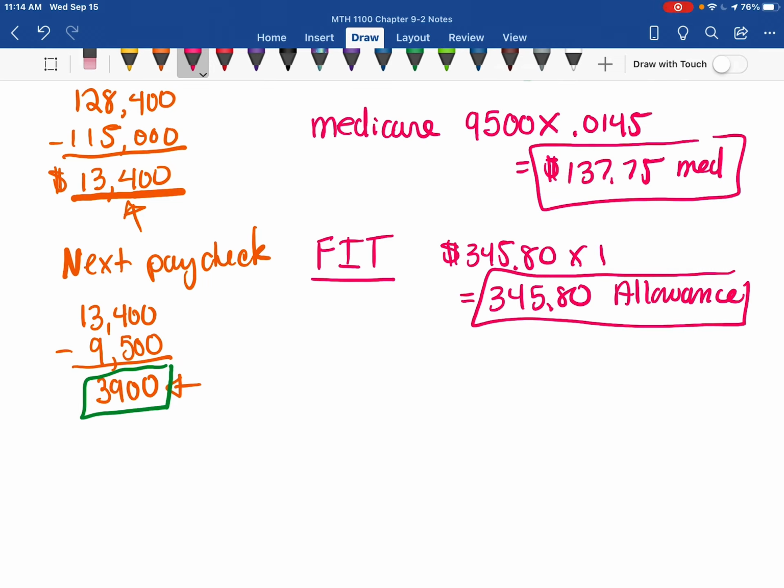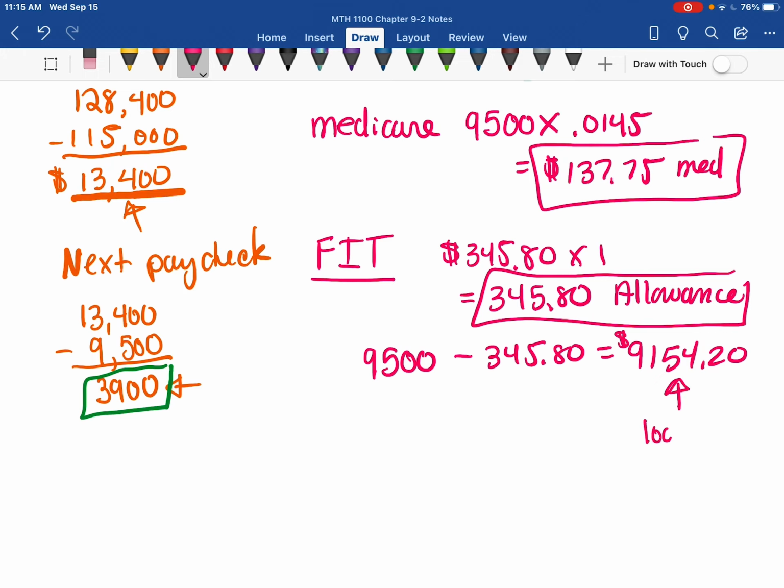So we're going to knock that off of her gross pay. Her gross pay is $9,500 for the month. When we subtract off the $345.80, that's going to give us $9,154.20. So this is what we're going to use to look up on the table.